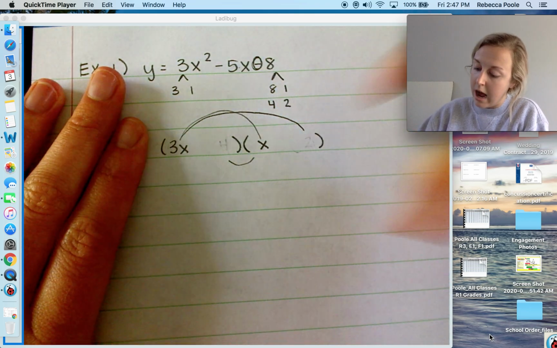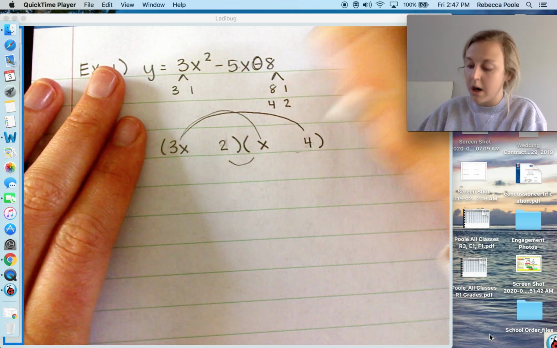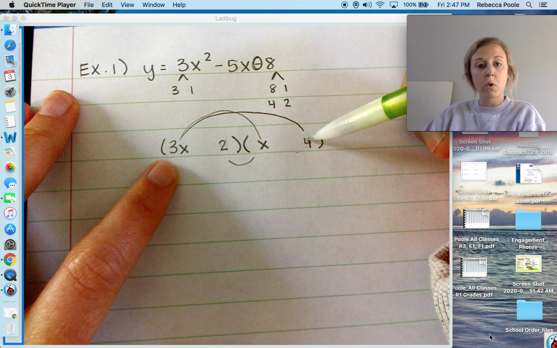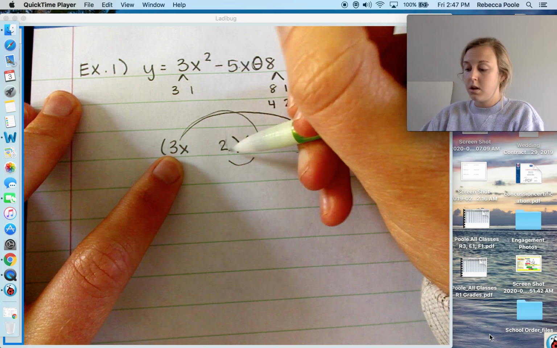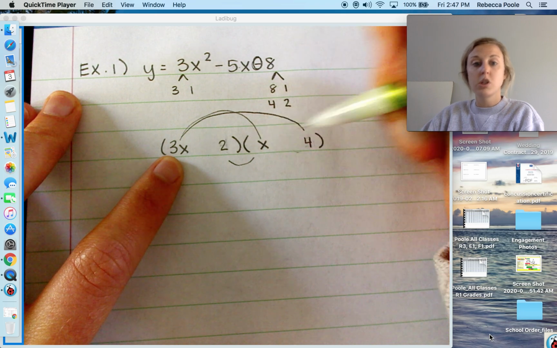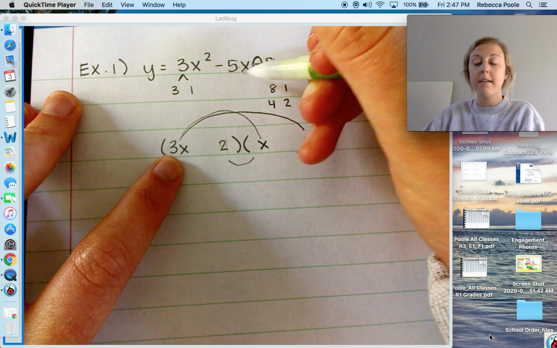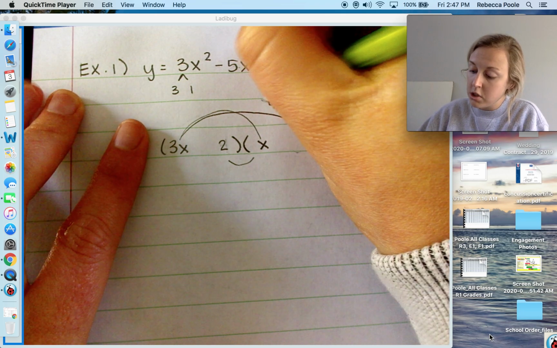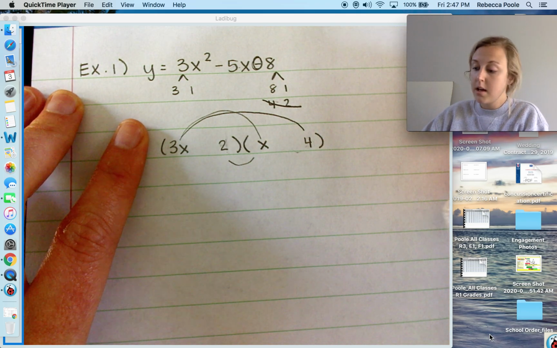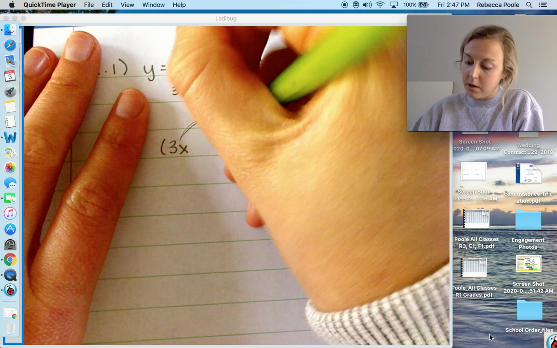So let's try the 2 here and the 4 here. 3 times 4 is 12. 2 times 1 is 2. Does 12 minus 2 give us 5? No, it gives us 10. So 4 and 2 do not work. Okay? So now let's try 8 and 1.